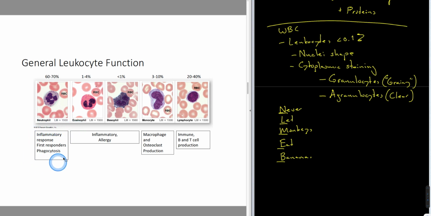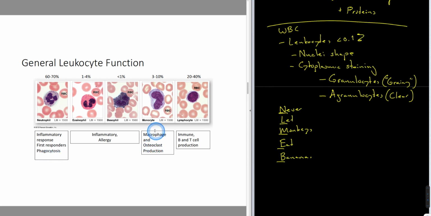So here are some of the functions that they do. For instance, eosinophils and basophils are responsible for allergy and inflammation. Neutrophils, as I said before, are our first responders. They have the ability to undergo phagocytosis, right? If you recall phagocytosis from your general biology class, that's the cell engulfment, cell eating.